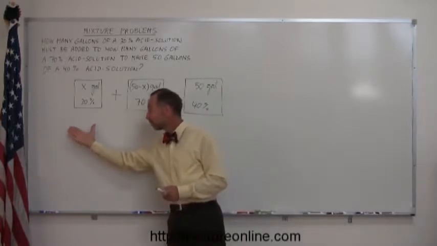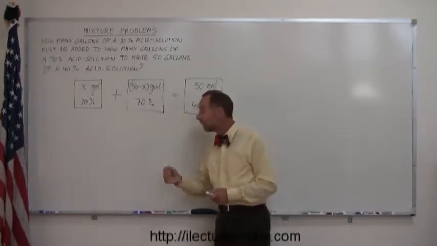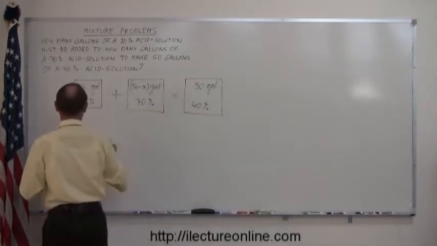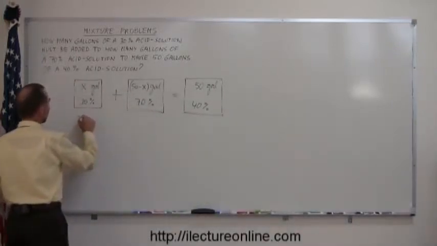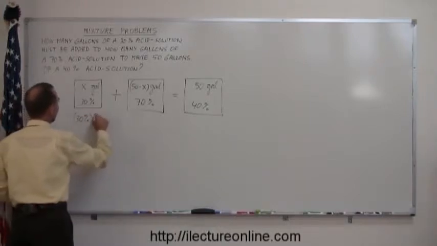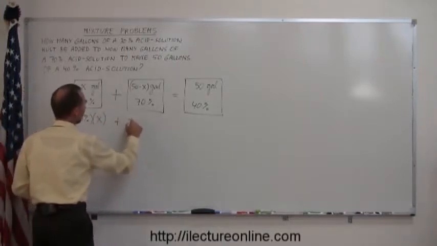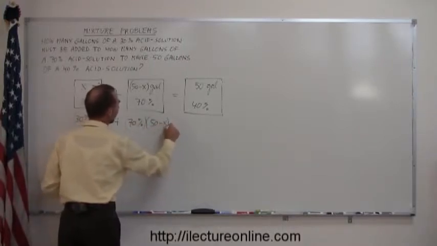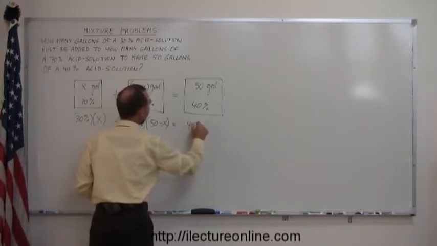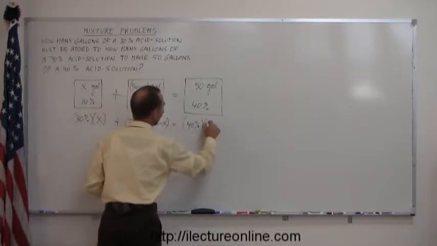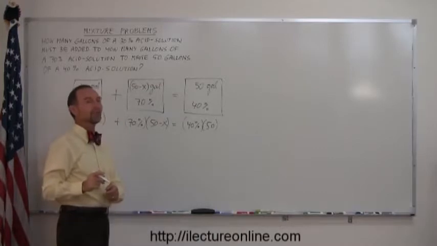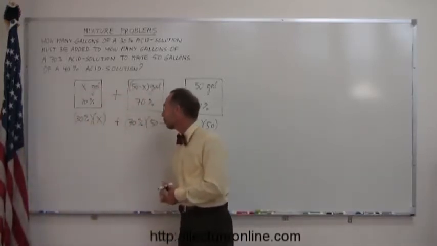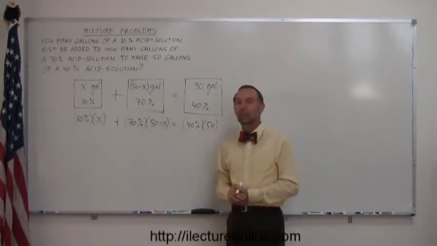And the amount of acid in this solution plus the amount of acid in this solution equals the amount of acid in this solution. So simply put, in algebraic terms, we write 30% times x plus 70% times 50 minus x equals 40% times 50. And all we have to do now is solve this algebraically, like solving a linear equation, to figure out how much of each solution we need.